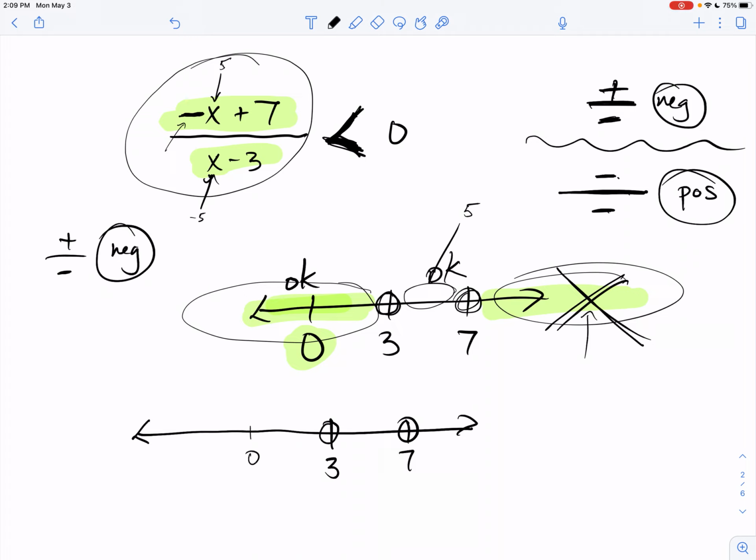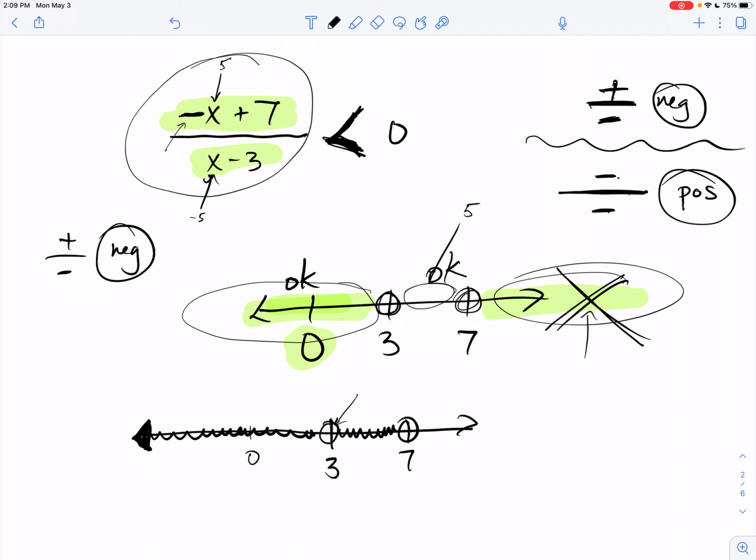But it would be all of the stuff that is less than 3 and all the stuff between 3 and 7. But I would not include anything else. And remember, this guy right here is an open circle. You can't include that answer.